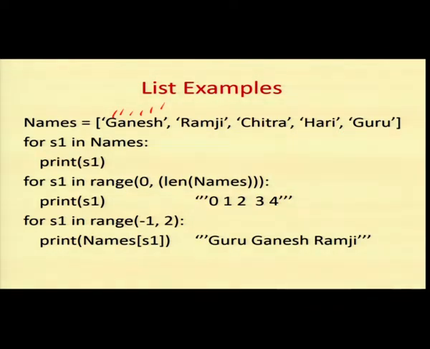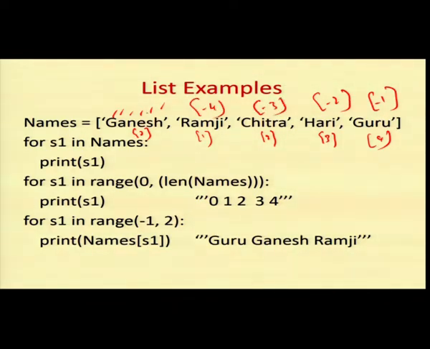What is the position? The index value starts from the position 0. So 0, 1, 2, 3, 4. Supposing if I want to traverse in the reverse manner, how do I do it? What is the position? In the reverse manner, the index value starts from -1. -1, -2, -3, -4, -5. So this is how the index value is.